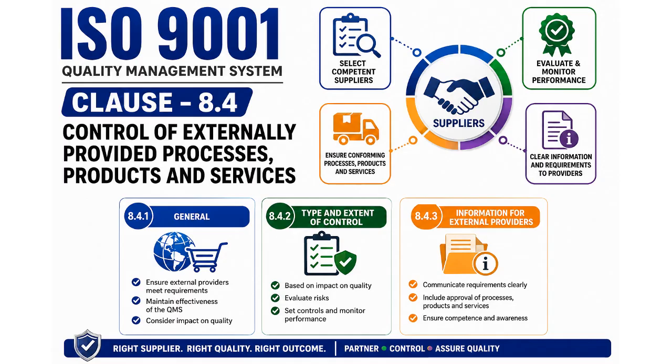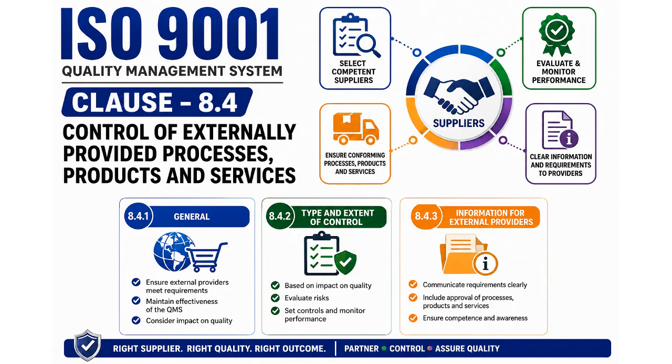Subclause 8.4.3, that is information for external providers. This clause focuses on communication with external providers, ensuring all requirements are clearly defined before being shared with suppliers. Organization must verify the requirements are adequate and communicate detailed expectation regarding processes, products, services, approvals, methods, equipment and release criteria.